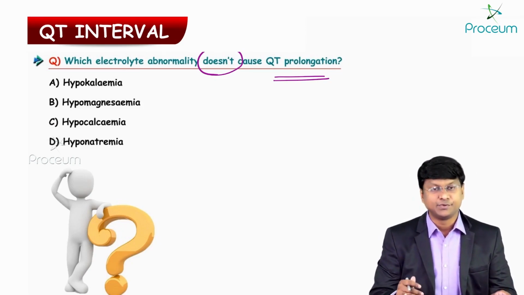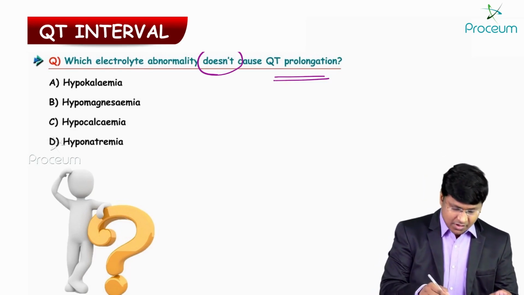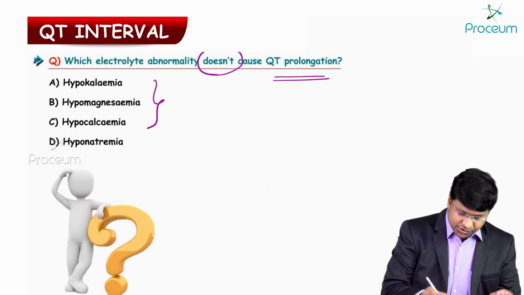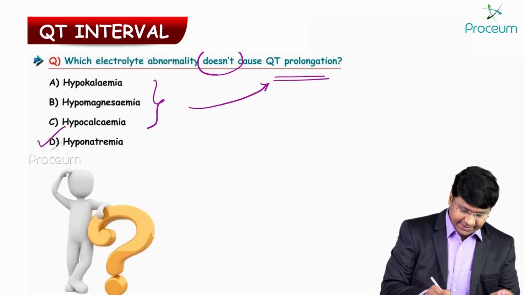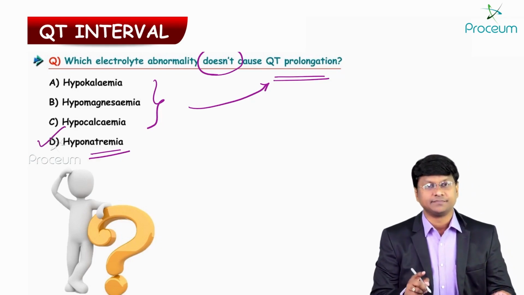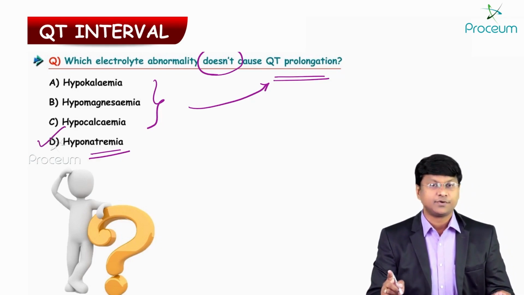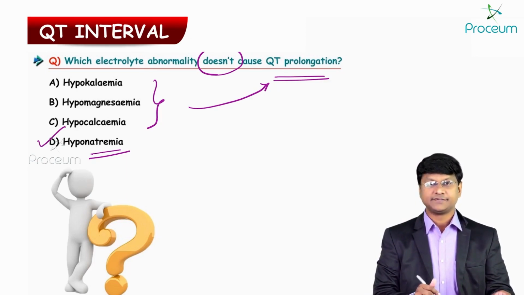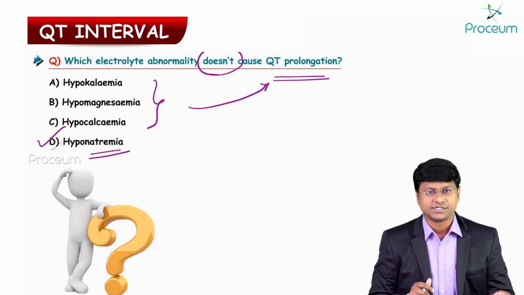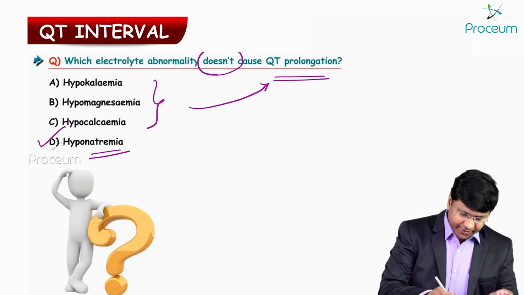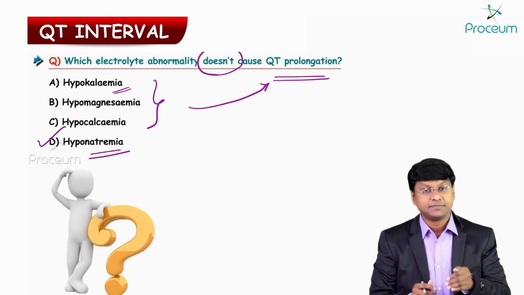All these hypos, hypokalemia, hypocalcemia, hypomagnesemia, can cause the QT prolongation. But the disorder associated with sodium, that is hyponatremia, does not cause the prolongation of the QT interval. Now, let me discuss some more causes. Okay, before that, let me discuss option by option.